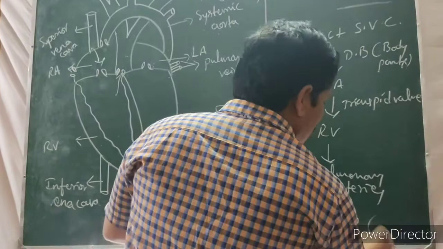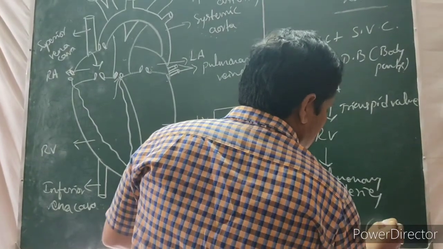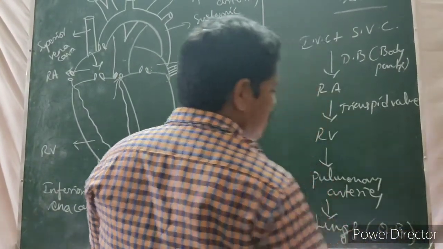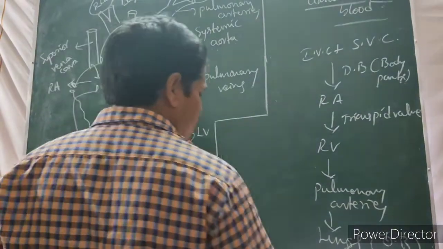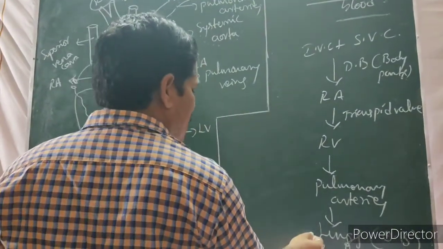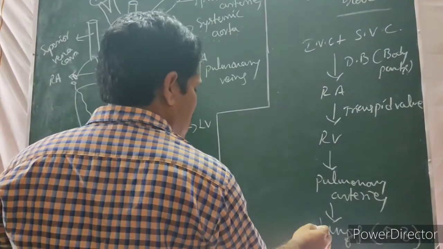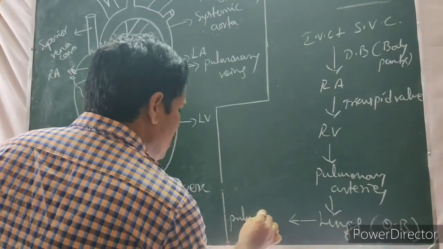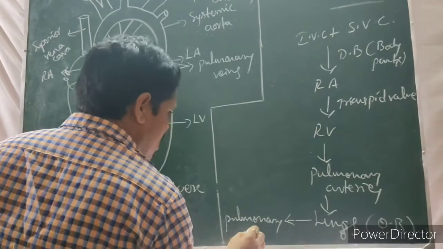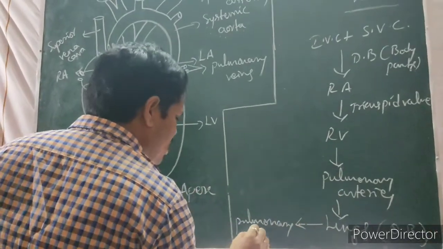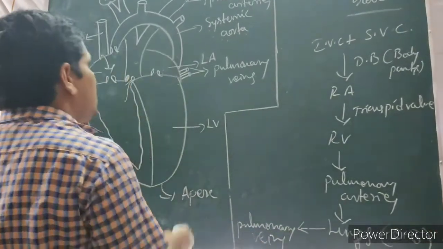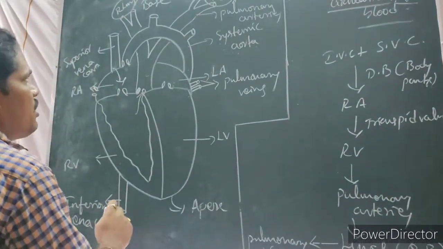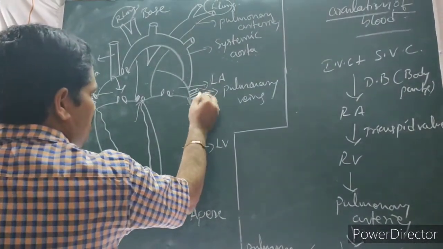Here, blood is converted to oxygenated blood. Deoxygenated blood is converted to oxygenated blood. Then from these lungs, what happened? Pulmonary arteries to lungs, lungs to pulmonary veins. Here, these are the pulmonary veins.